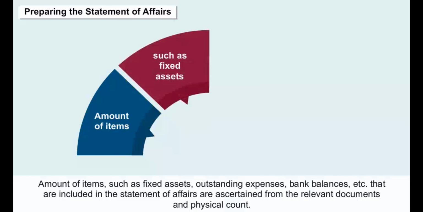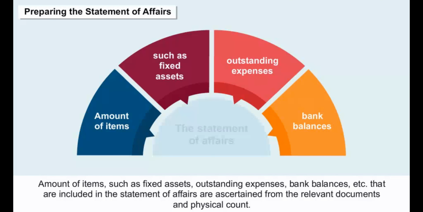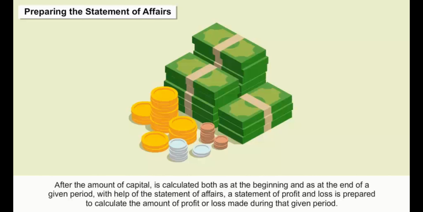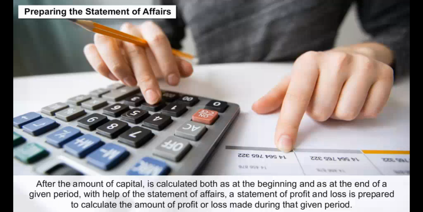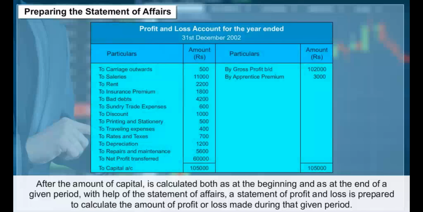Amount of items such as fixed assets, outstanding expenses, bank balances, etc., that are included in the statement of affairs are ascertained from the relevant documents and physical count. After the amount of capital is calculated, both as at the beginning and as at the end of a given period with the help of statement of affairs, a statement of profit and loss is prepared to calculate the amount of profit or loss made during that given period.